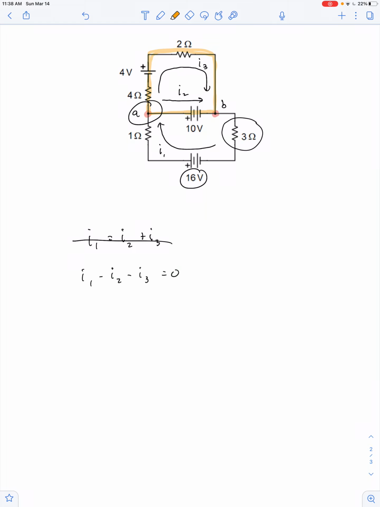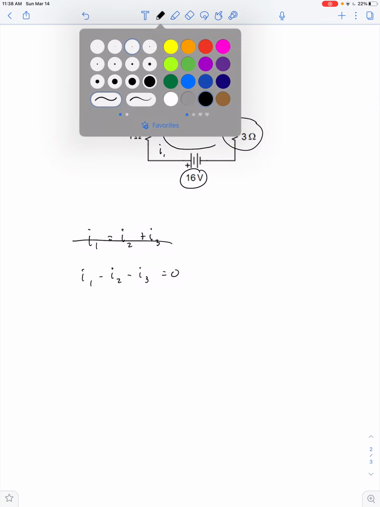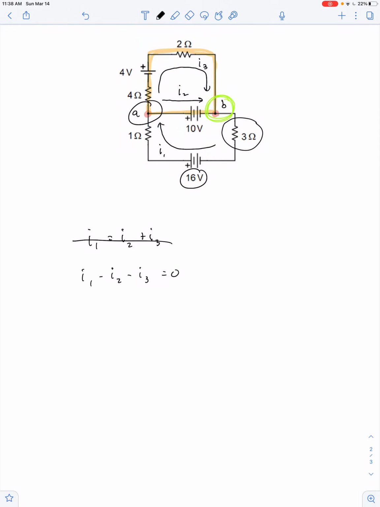Okay, and I'm going to start at point B. How's that? And I'm going to come back to point B, and I'll trace my way around, how about in a clockwise direction. So the first thing I encounter is the 10-volt battery. So plus 10. Now as I work my way around, the next thing I'll encounter is this 4 ohm resistor.